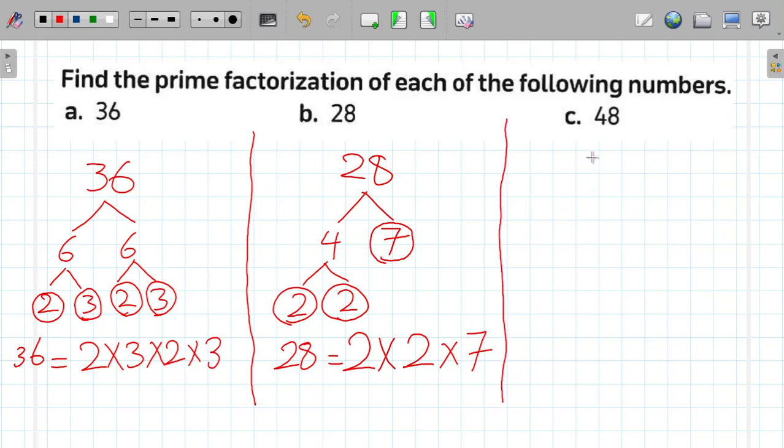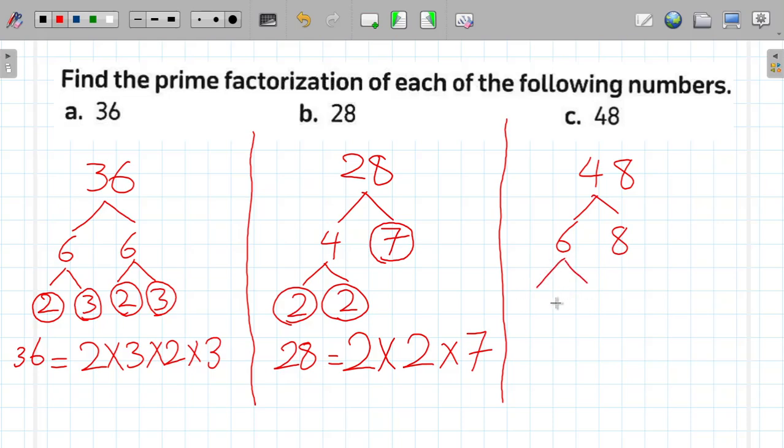The third number here is 48. 48 equals what? I have 2 by 24, 4 by 12, 6 by 8, and 3 by 16. So I will use the easiest one. So I will use 6 by 8.